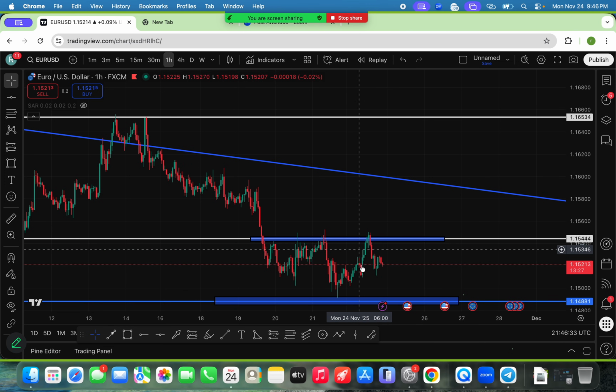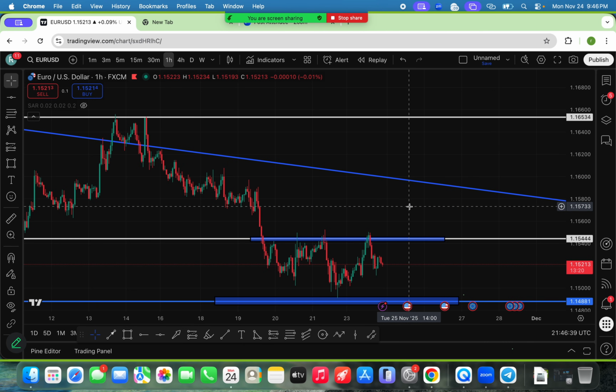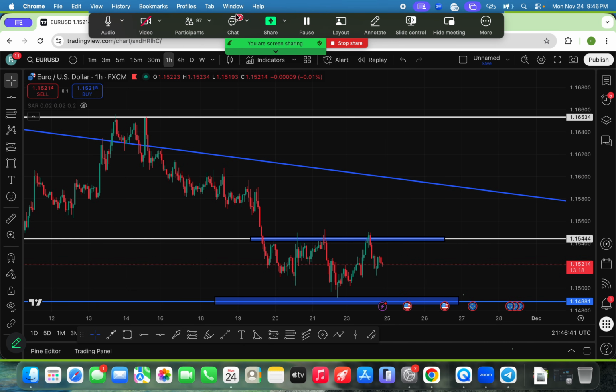And you can use this strategy for a week in case price doesn't use up any of the levels. You understand? So that's the first strategy we've learned today.